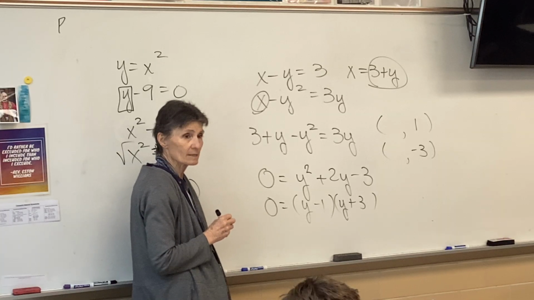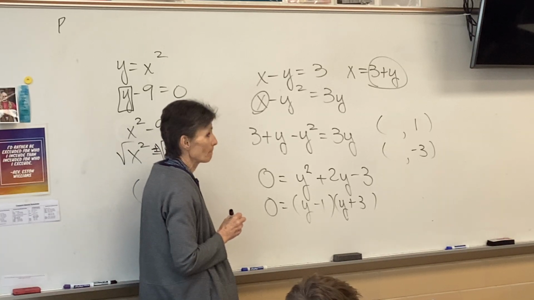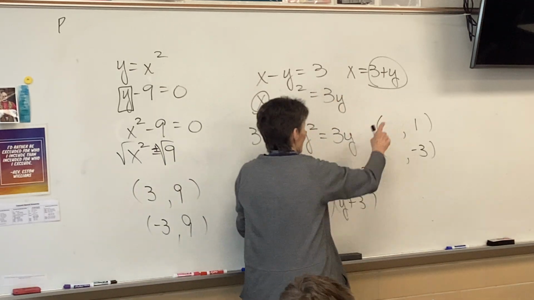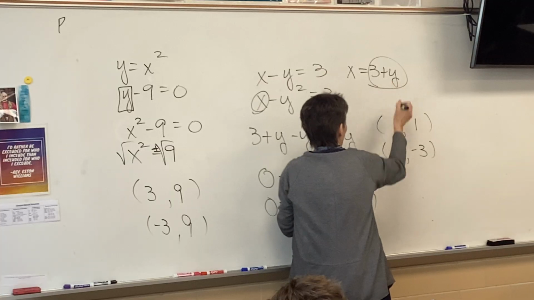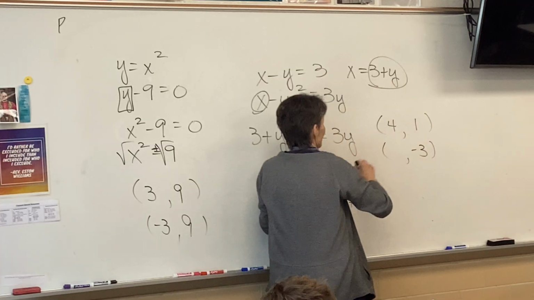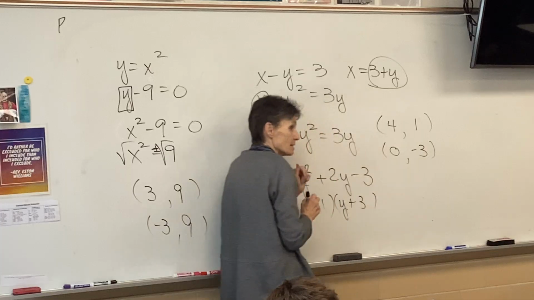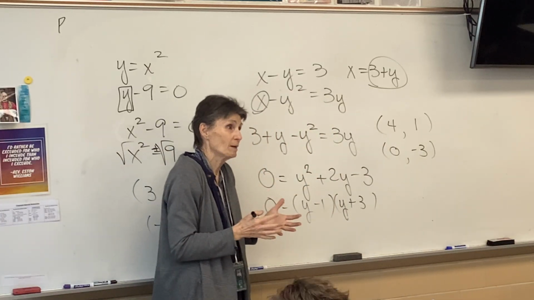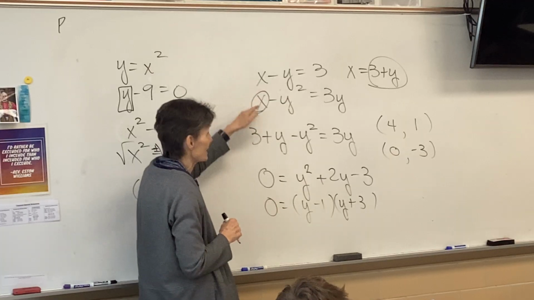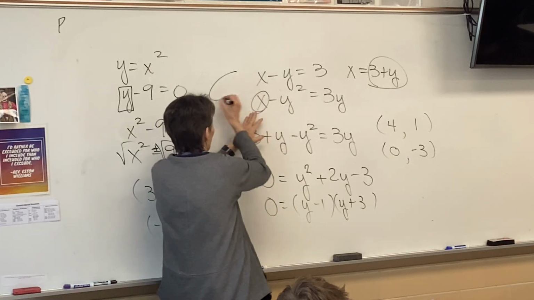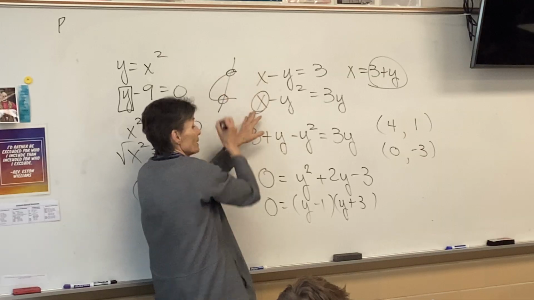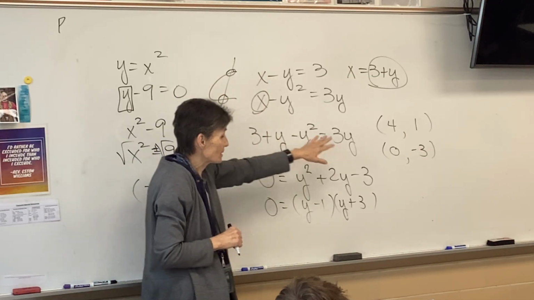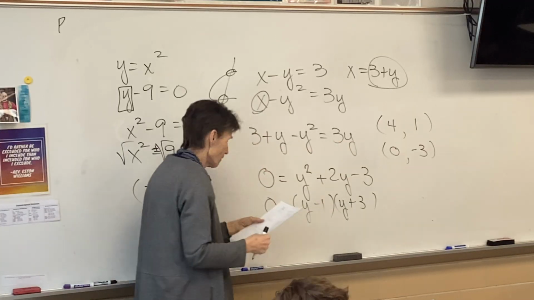So how do I find x? I come back up here, anywhere really, but it's easy here. If I put in 1 for y, x is 4. And if I put in -3, x is 0. Remember what you're doing when you're doing this problem? You're taking these 2 things, which that's a parabola, that's a line, and you're figuring out where they cross each other. That's why our answers are ordered pairs. All right, C.